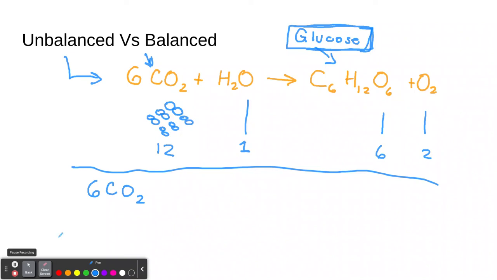Let's look at the oxygen. Like we said, we had 12 oxygen over here plus 1. Here we have 6 and 2. So let's fix the oxygen next. So how can we fix the oxygen? So let's use blue. So we have H2O. We know we have 12 oxygen over here. Let's look at that first. How can we get 12 oxygen over there?